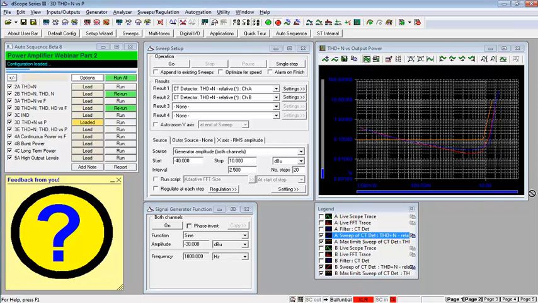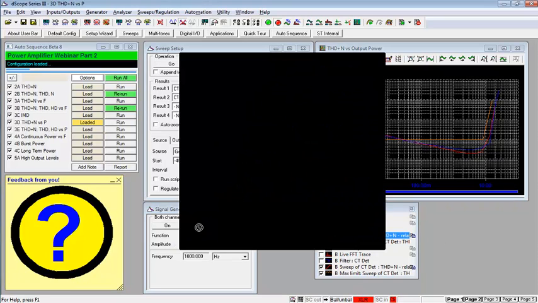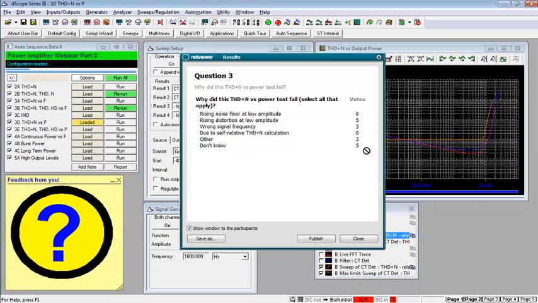Let me know what you think went wrong, and we will then do a little bit more digging to see if we can get to the answer to that question. So I'll bring that survey to a close and show you how you responded. Okay, so more of you than any other option have chosen the answer, the first one, that you think that this was due to rising noise floor at low amplitude.